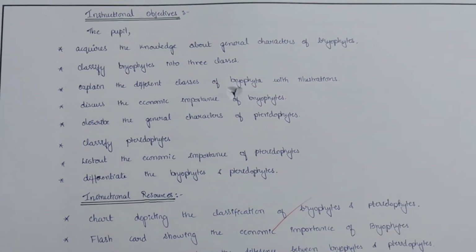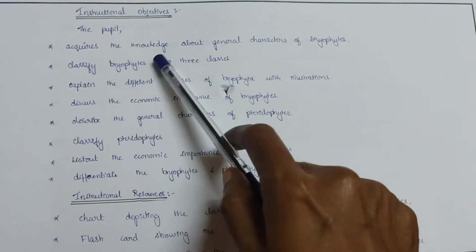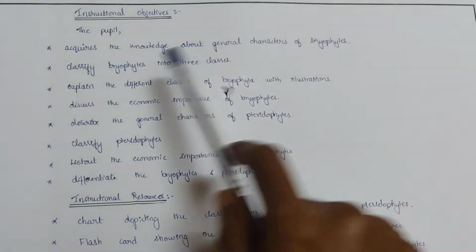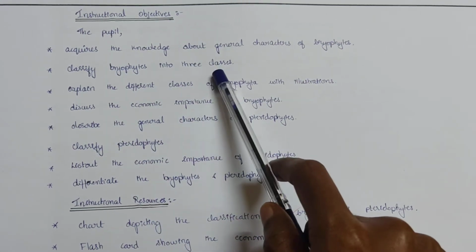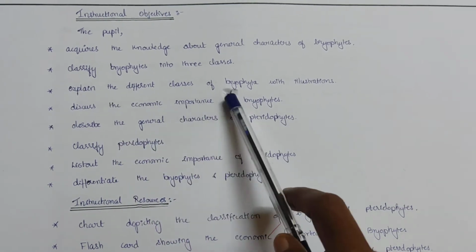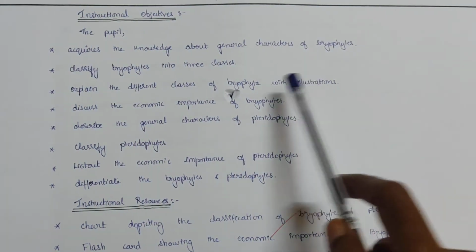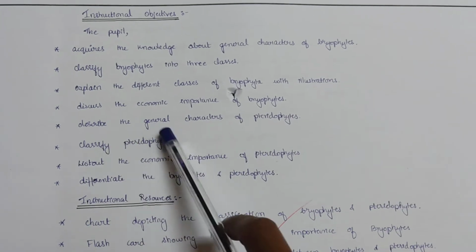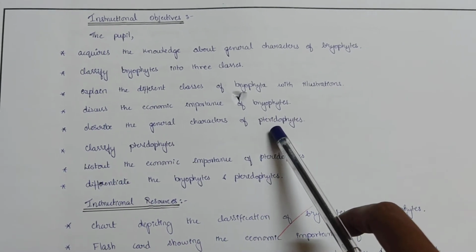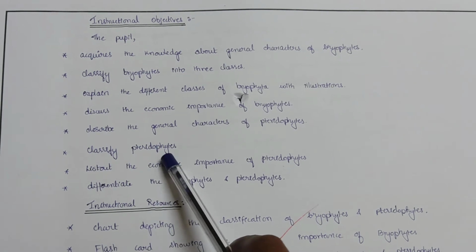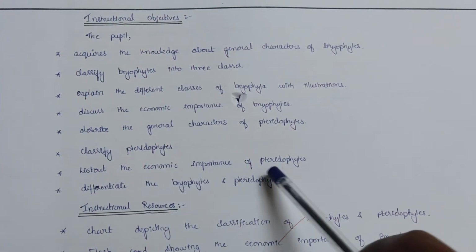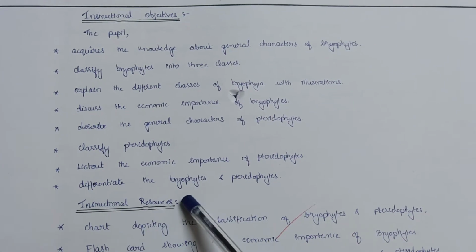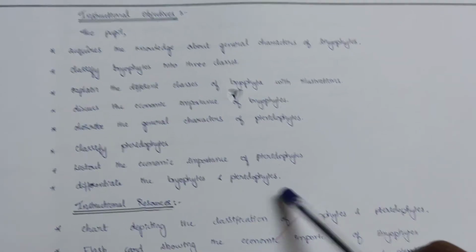Instructional objectives. The pupil acquires the knowledge about general characters of bryophytes, classify bryophytes into 3 classes, explain the different classes of bryophyta with illustrations, discuss the economic importance of bryophytes, describe the general characters of pteridophytes, classify pteridophytes, list out the economic importance of pteridophytes, differentiate the bryophyte and pteridophyte.